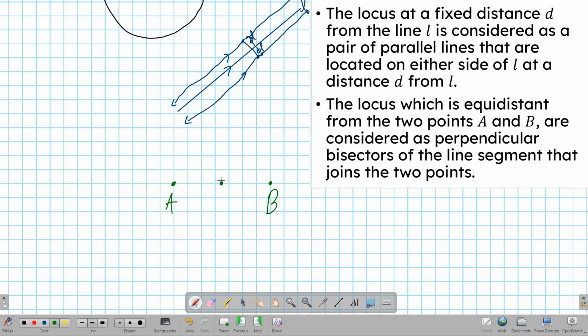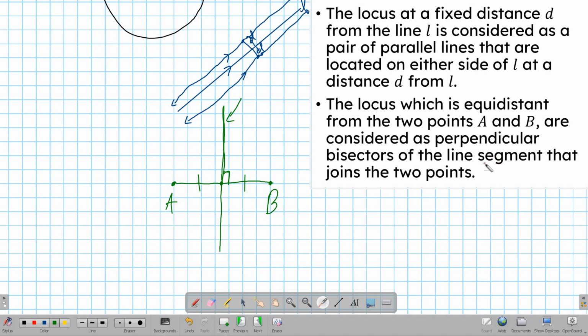Pero pag itong midpoint na to ay umangat pataas o kaya pababa, kita nyo naman that this line looks like it cuts this into two. Yun yung sinasabi na it's considered to be a perpendicular bisector kasi pag dinowing ko tong line segment na to, perpendicular yan, at dahil midpoint to, hati sa dalawa. So it's the locus which is equidistant from 2 points A and B are considered to be perpendicular bisectors of the line segment joining the 2 points.